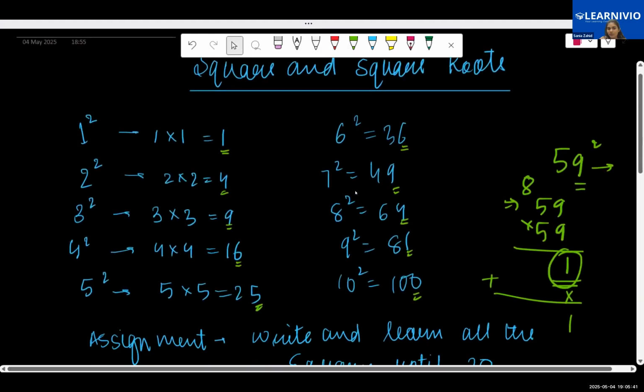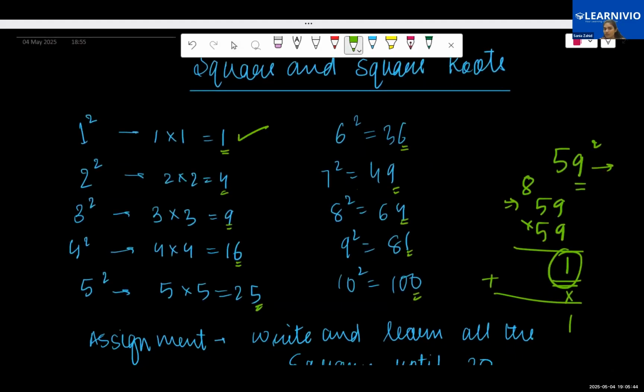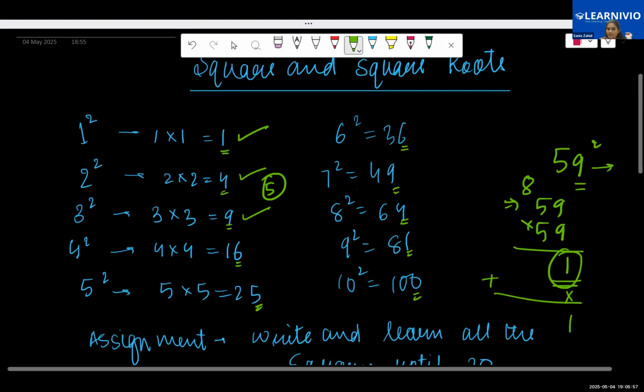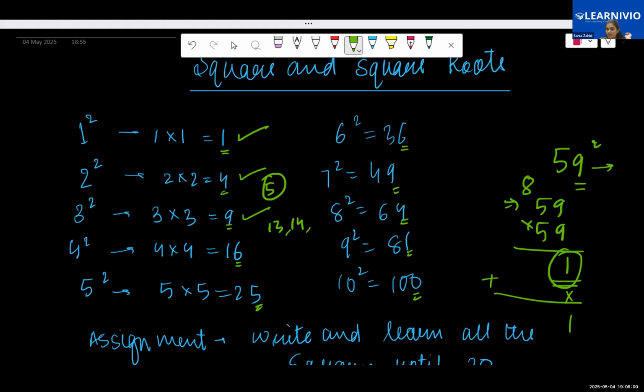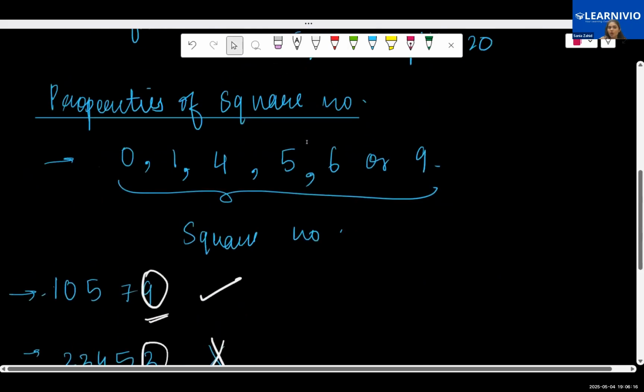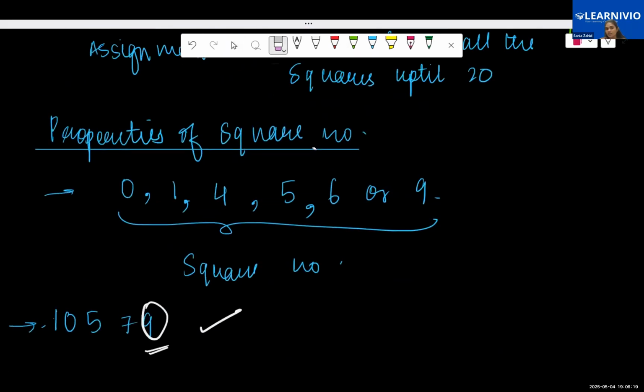You have a set of perfect square numbers written over here. 1 is a perfect square, 4 is a perfect square, 9 is a perfect square. If I ask you, is 5 a perfect square? No, because 5 is not a square of any other number. Similarly, between 9 and 16, you might have 13, 14, 15, and all of these are also not perfect squares. All right, children, this is how we classify perfect squares and non-perfect square numbers. All perfect square numbers will end in these digits only.